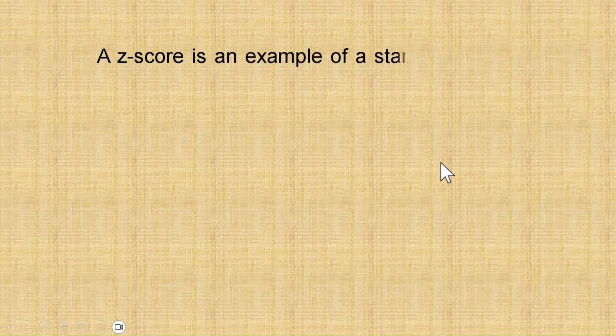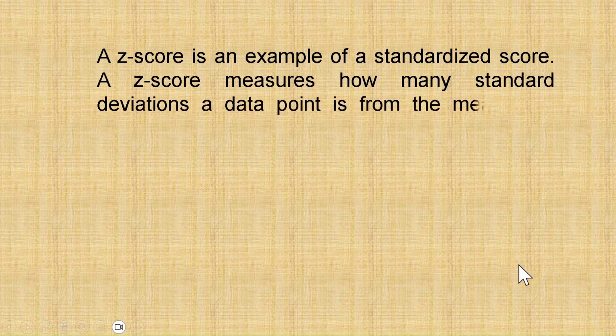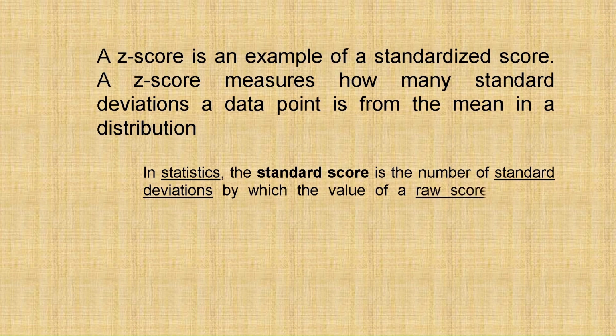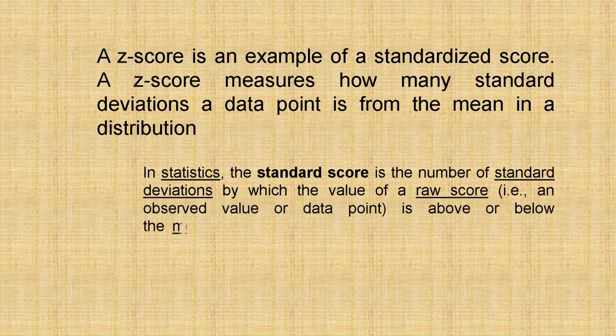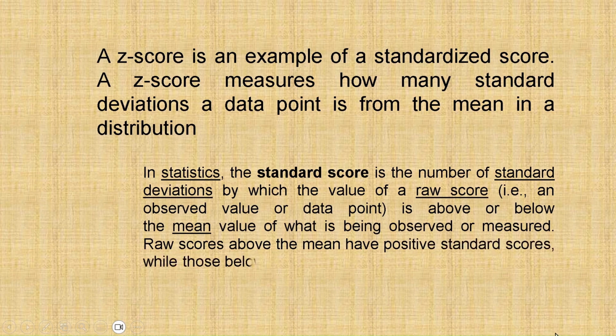A z-score is an example of a standardized score. A z-score measures how many standard deviations a data point is from the mean in a distribution. In statistics, the standard score is the number of standard deviations by which the value of a raw score, i.e., an observed value or data point, is above or below the mean value of what is being observed or measured. Raw scores above the mean have positive standard scores, while those below the mean have negative standard scores.